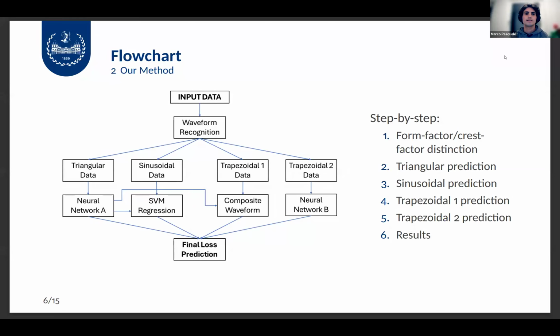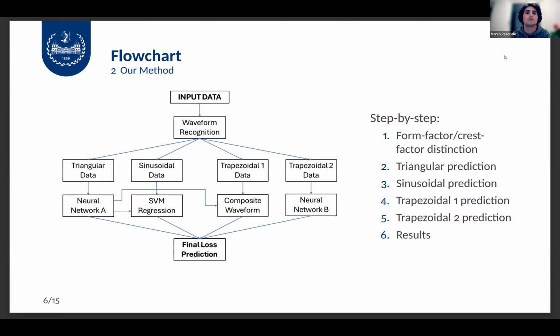All right, so let's start from the flowchart for our algorithm. We get the input data, and we use a waveform recognition by studying the crest factor and the form factor. And we start from triangular data, for which we get the results by using our first neural network, which we call neural network A, which also works for sinusoidal data. Actually, we scale the results, and we will see how, and we get also the results for sinusoidal signals.